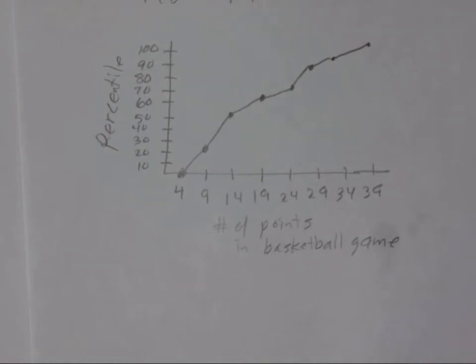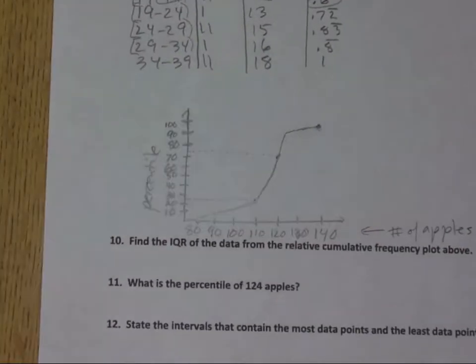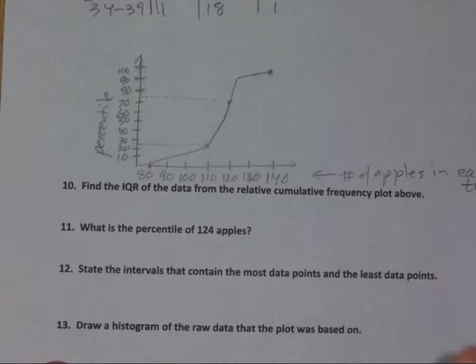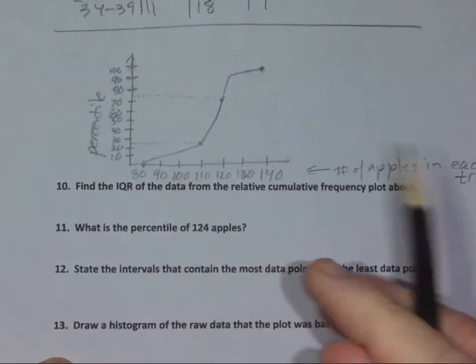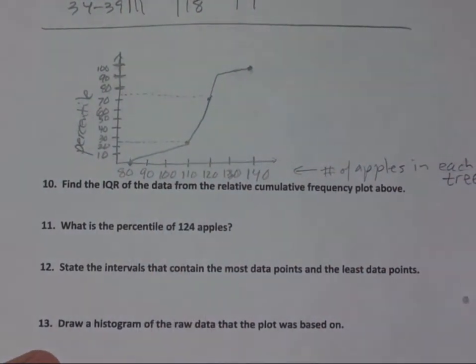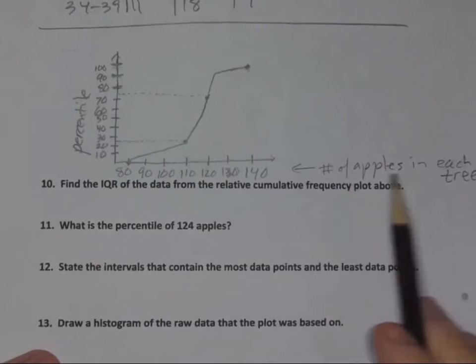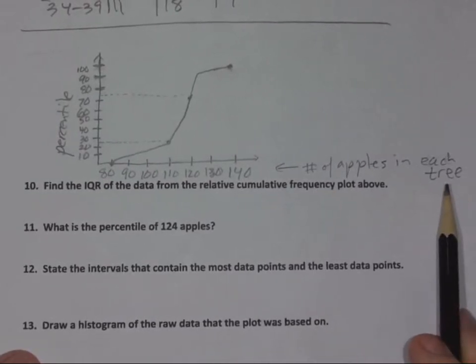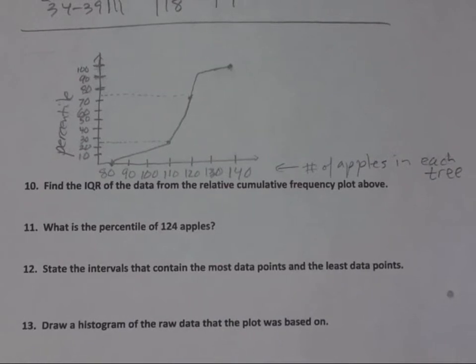So anyway, let me show you this. In another context, we are given this relative cumulative frequency plot. So we are given this plot, all right? And in this case, the context is the number of apples in each tree, in this group of apple trees.